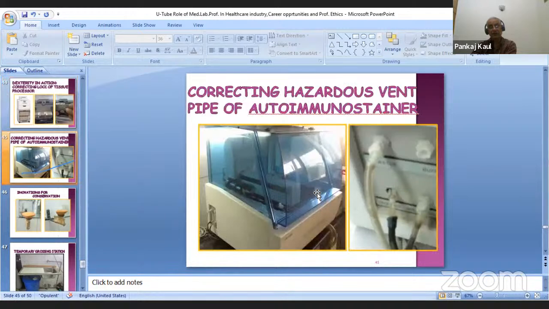Then there was the correcting of the hazardous vent pipe of the autoimmunostainer. This was also an imported machine. There was a little problem in this. There was a small plastic junction which was to be imported. It would have taken months together. But I took a small piece of that IV set. There is a junction in that also. I fixed it here and it started working.